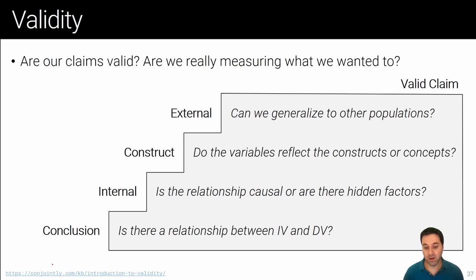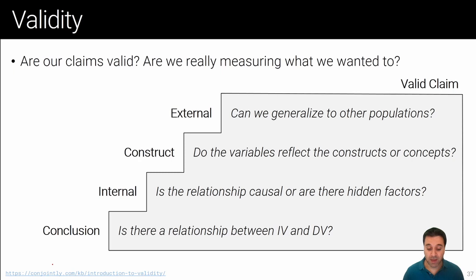Or is it maybe perhaps the other way around, or is it caused by something else? If we say we have internal validity and we are sure that we can establish this relationship as a causal one, then what we have to think about is, all right, now do the variables that we measured really reflect the constructs or the concepts of interest?